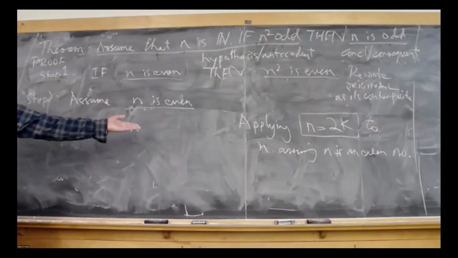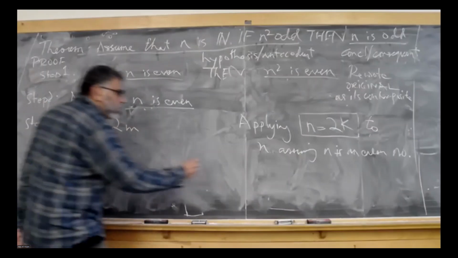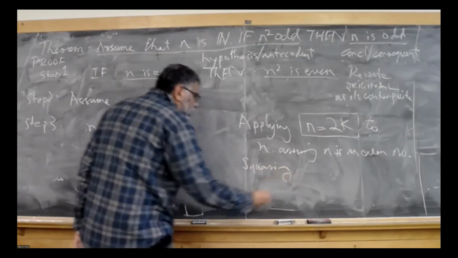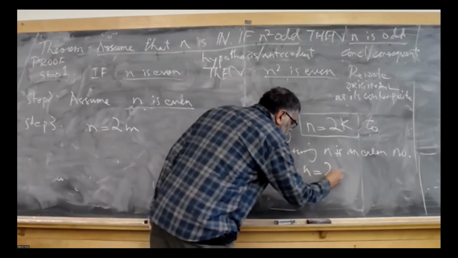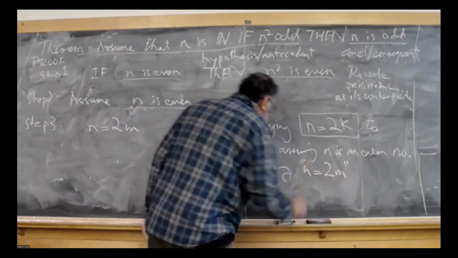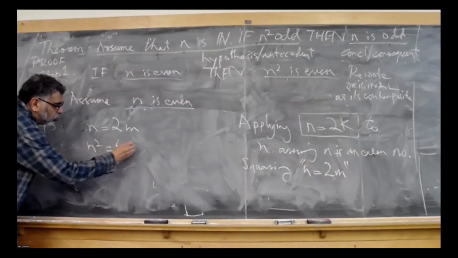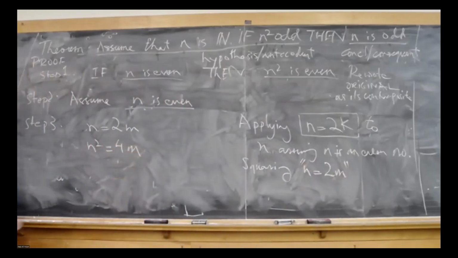We could just square it, right? All right, so we're going to do squaring this thing here. If I square it, I get n squared equals 4m squared.